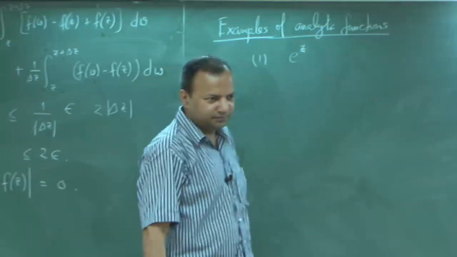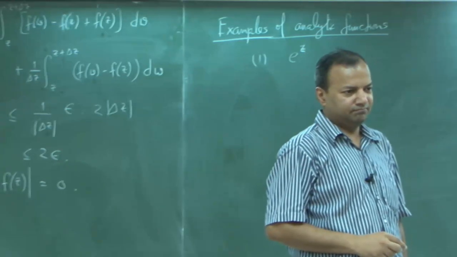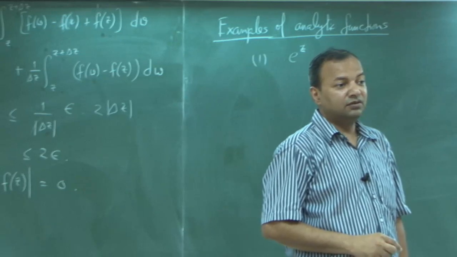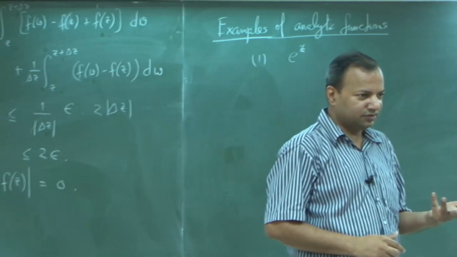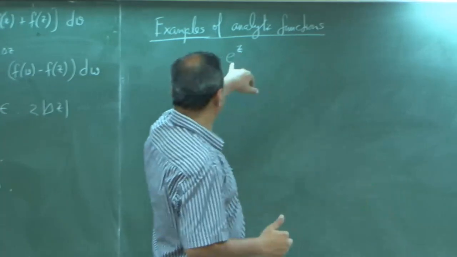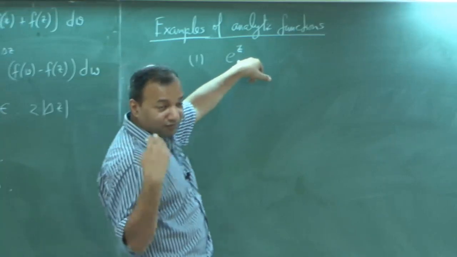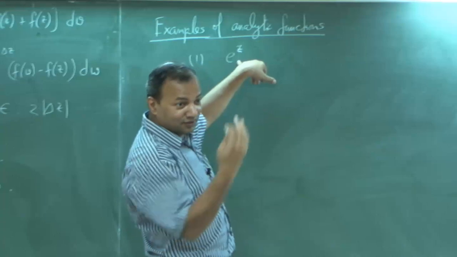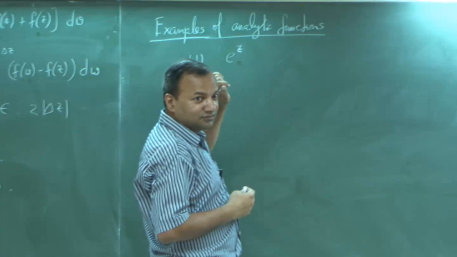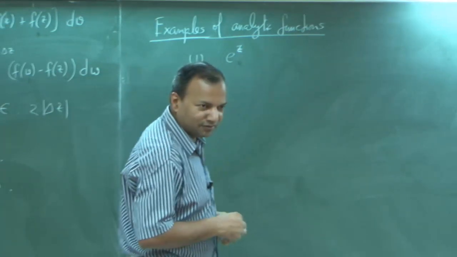e to the z is analytic. Why? Well, it is continuous and differentiable, right. You have to do it by first principle. You cannot just extend the definition of differentiability over reals and assume that it is differentiable here. So, you have to look at e to the z plus delta z minus e to the z and take the limit of delta z going to 0.